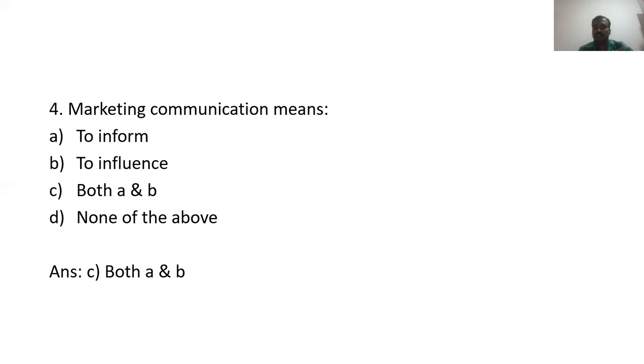And marketing communication means the marketer is going to communicate to the customers the information about the product, and not only inform about the product but also influence them to buy the goods and services. Options: A, B, both A and B, and none of the above. Our answer is both A and B.